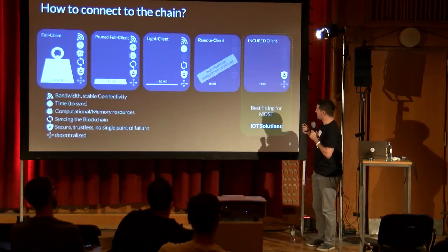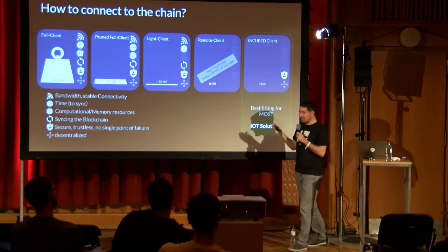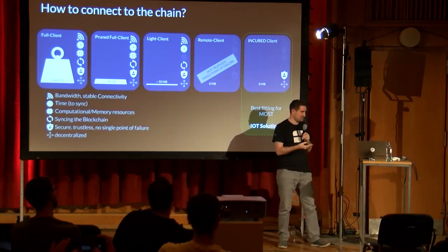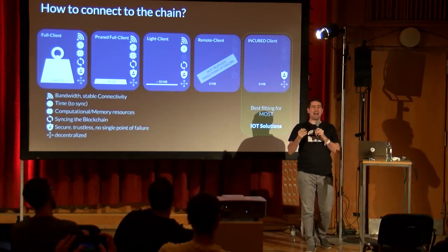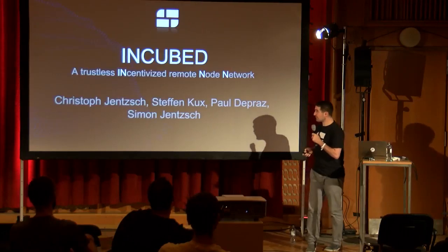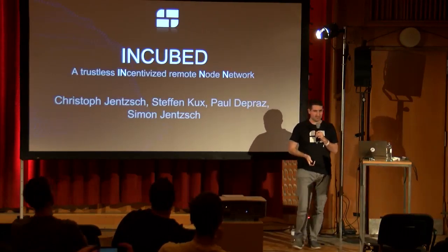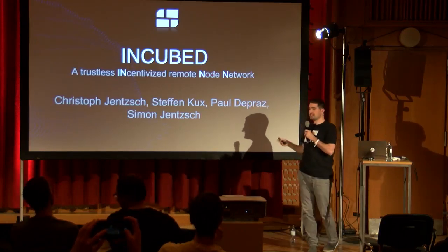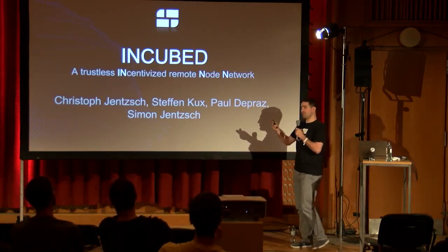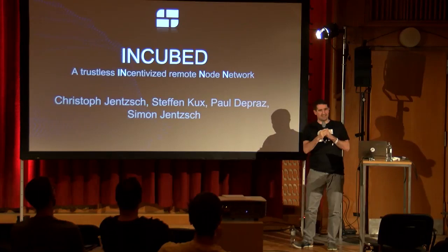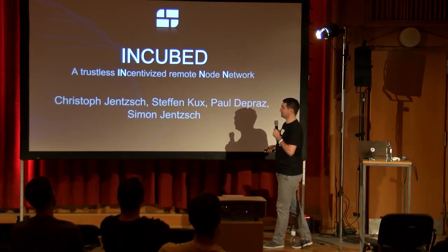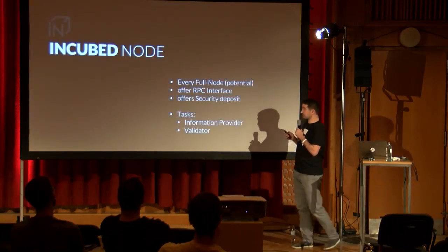And that's something we have developed, which we call INCUBED. And I want to describe now to you in the next 15 minutes or so how INCUBED actually works. So INCUBED stands for a trustless incentivized remote node network. Some people call it decentralized Infura, but I like to more call it a minimal verification client. And I will come to this topic why I like to call it like this.